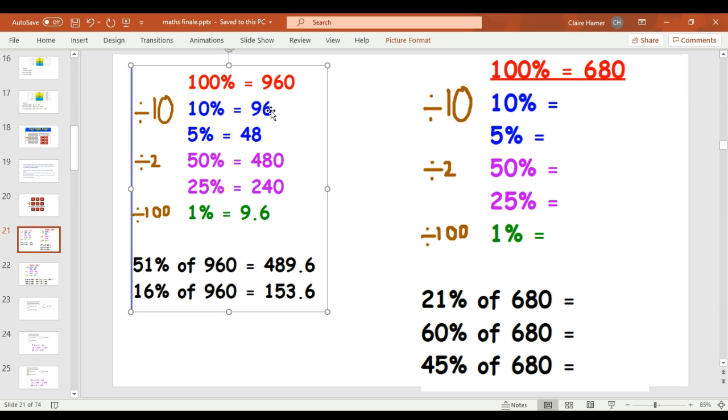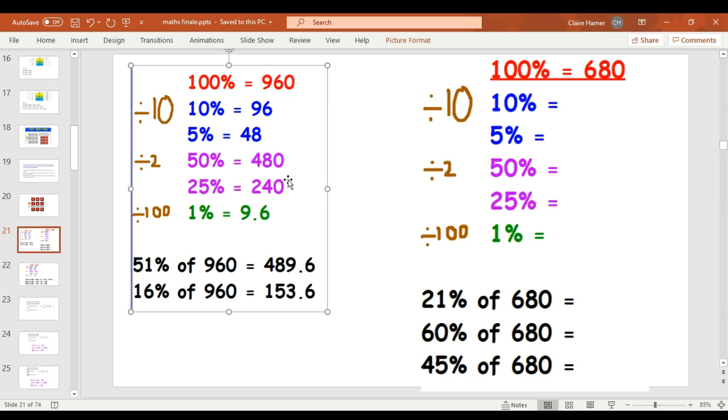So on this side you can see an example of a question that I have completed. So the whole amount is 960. I found 10% by dividing by 10, so I've got 96. I found 50% by dividing by 2. And I found 1% by dividing by 100. And then I worked out 5% and 25% using the facts that I'd already got. And then I worked out these questions by using the information that I'd written up here.